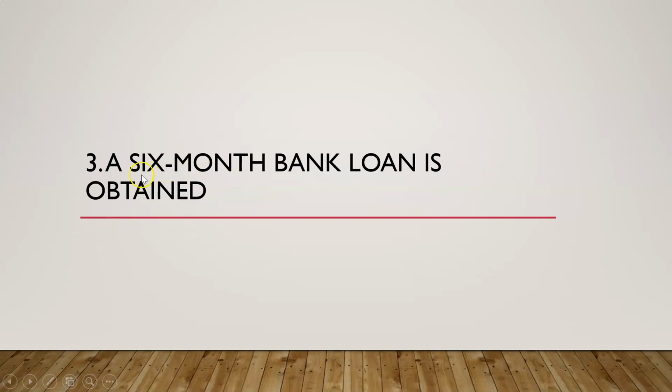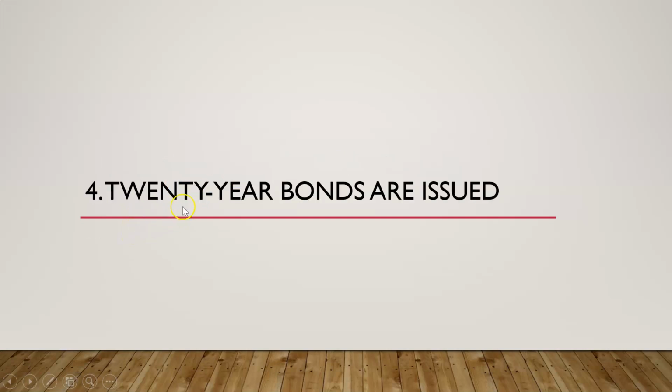The third one is a 6-month bank loan is obtained. As the definition goes, raising or repaying of funds. So a 6-month bank loan is like raising funds to run the business. So that should be a financing activity. The fourth one is 20-year bonds are issued. I have given one example in the financing activities that issuing bonds is a financing activity because it's like raising funds for running the business. So this should be a financing activity.